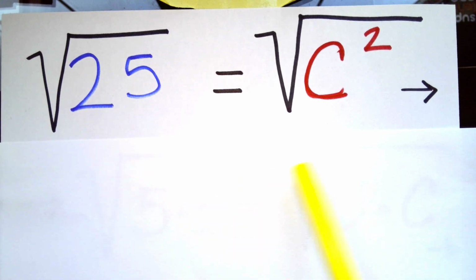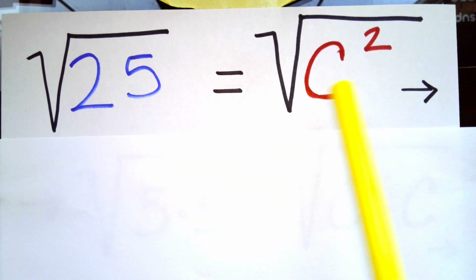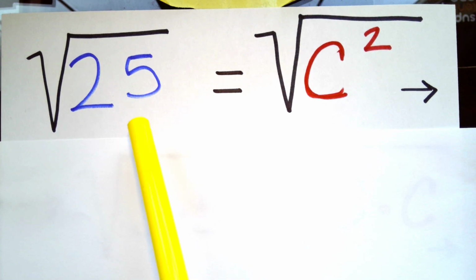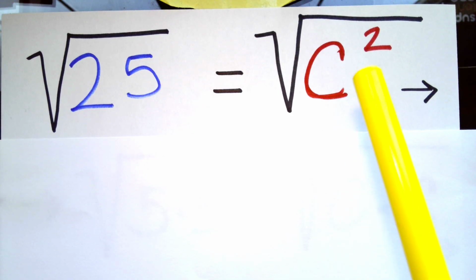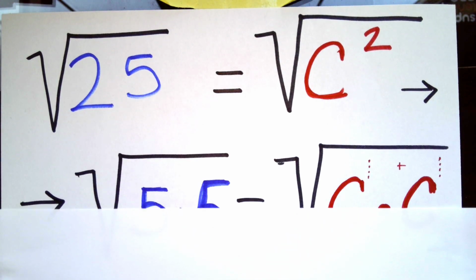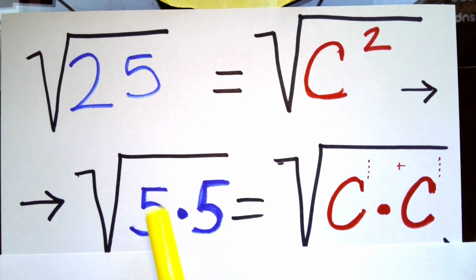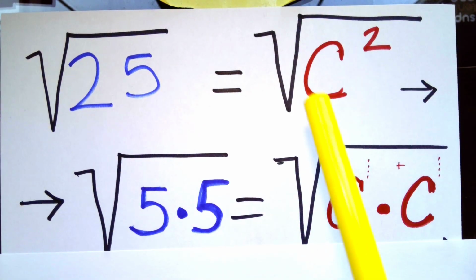In this step, in simplifying, I want to break down the perfect squares. I know 25 is 5 times 5. C squared is c times c. So I want to show you here, 5 times 5 is 25, it's a perfect square, and c squared is a perfect square.